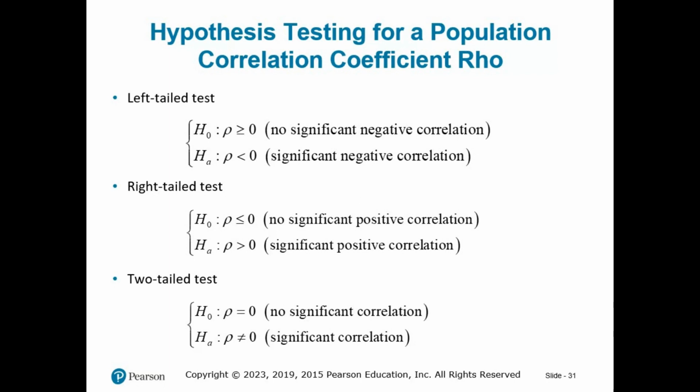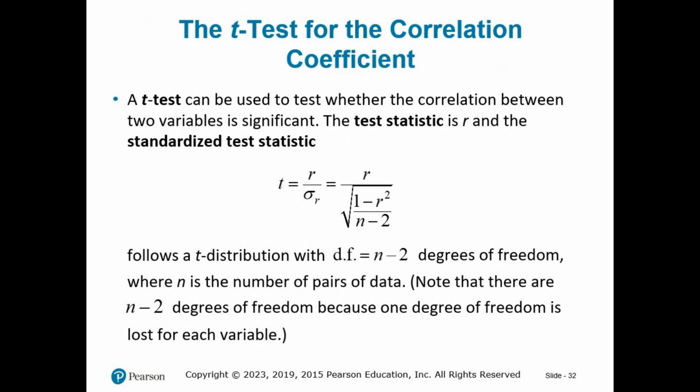Here's how it works. A t-test is used to test whether the correlation between two variables is significant. The test statistic is R, and the standardized test statistic T is found with this formula using R. T equals the ratio R divided by the square root of the ratio 1 minus R squared divided by N minus 2. If you'll remember, we said that degrees of freedom are lost with each identified variable. And we're dealing with an ordered pair here, so two variables. And N is the number of ordered pairs you're working with.